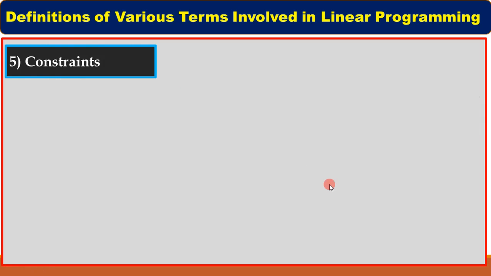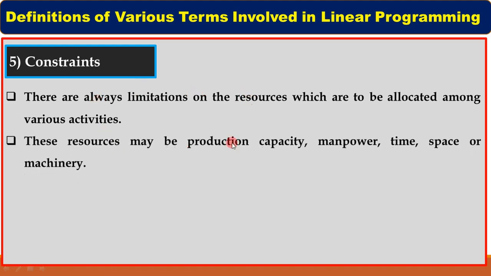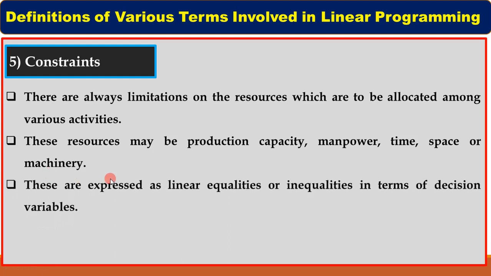Now the next term is constraints. There are always limitations on the resources which are to be allocated among the various activities, because we know that resources are always limited. That may be the raw material, the manpower, the space, or the money. So there is always a restriction on the resources available. These resources may be production capacity, manpower, time, space, or machinery, as I said. These are expressed as linear equalities or inequalities in terms of decision variables.